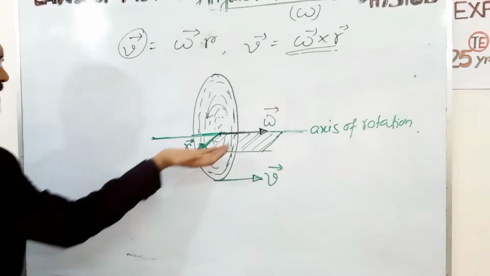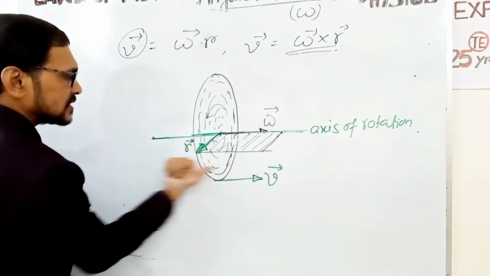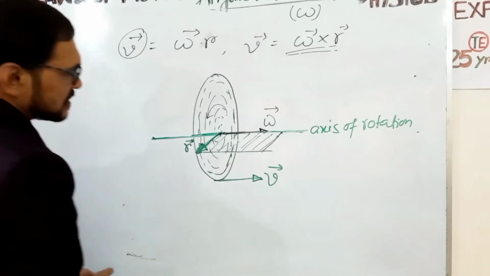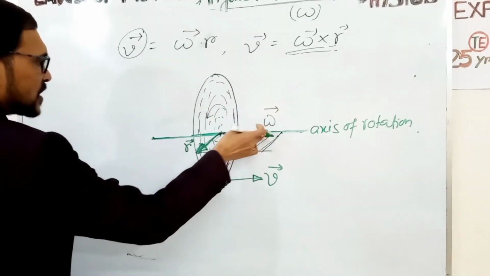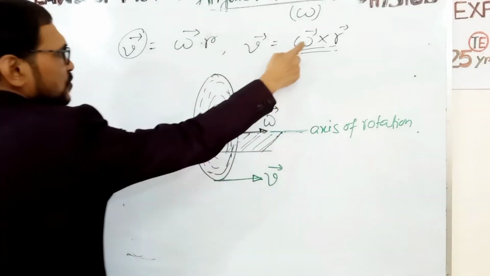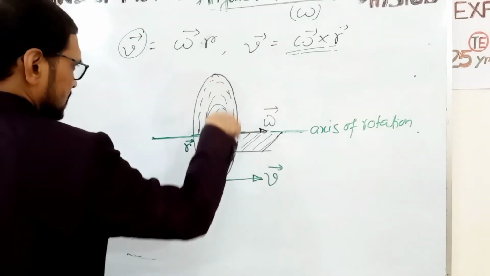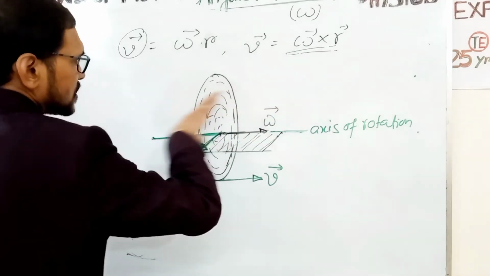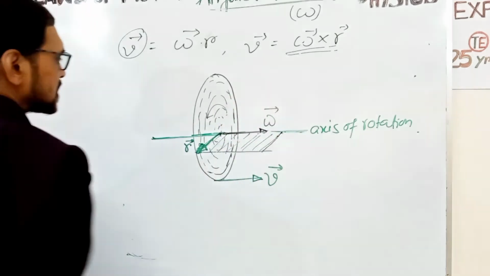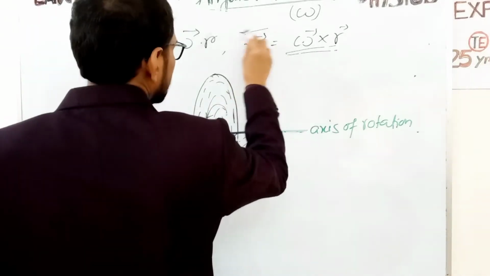Now omega cross r will be v. By the cross product, if we go from omega to r, first omega then r, the velocity will be in this direction, so omega cross r equal to v is satisfied. This is the picture of the disk rotating in this direction, shifting along the axis. This is the direction of angular velocity, this is the radius vector, and omega cross r equal to v. This is the general case.